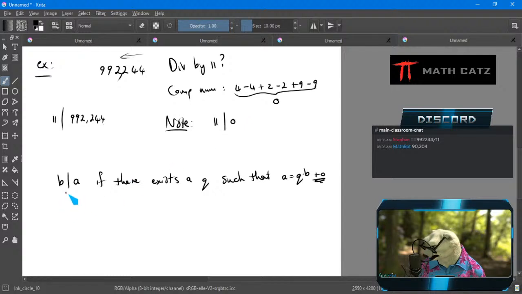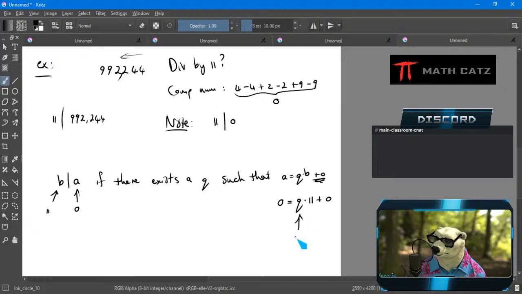Well, in this case, B is 11. A happens to be not bigger, though intuitively I think of A as bigger. There's nothing that ever says it has to be. A happens to be 0 in this case. Is there a q so that I can write A equal to q times 11 plus 0? Yes, there is. It's 0. It exists. And therefore, technically, though maybe not intuitively, technically 11 divides into 0, or 0 is divisible by 11.